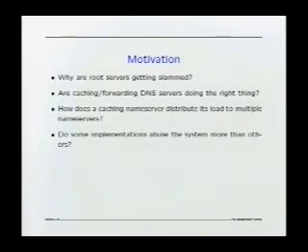Unlike the previous study, where we analyzed traffic, this one is a lab simulation of various caching name servers. So we're interested in seeing, are any particular name server implementations worse than others? Are they more abusive? Are they distributing the load as we would expect them to?